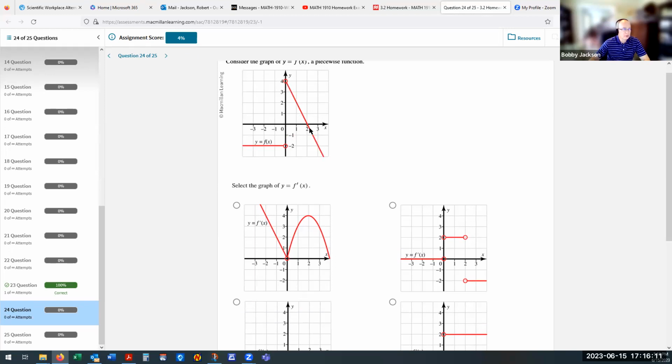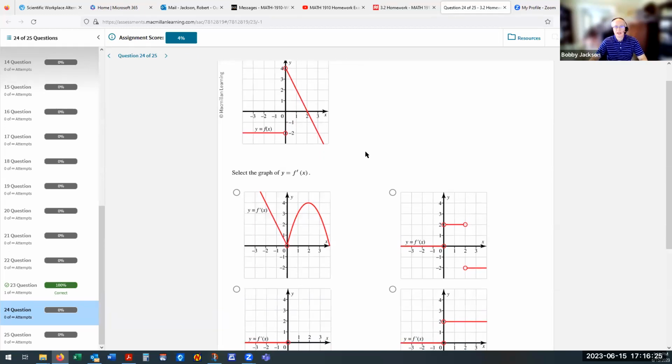Right? And the slope of this line is clearly negative, and we can see as we're going down, we go down 2 units over 1, down 2 units over 1, down 2 units over 1. So that means the slope is -2 divided by 1, or -2. So that means our derivative function has to be the function y equal -2.